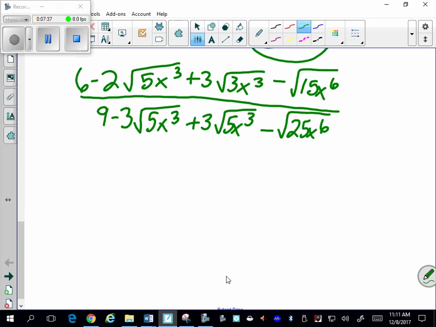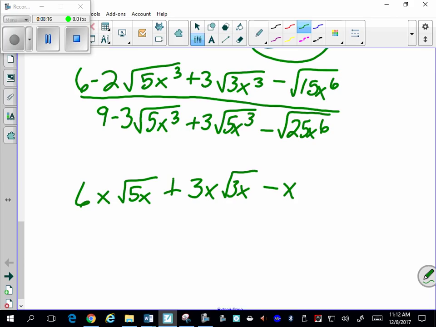Now we're looking to simplify each term just like we did before. So 6, nothing to simplify there. Negative 2 square root of 5x to the third, the x to the third can be simplified. That comes out as an x. What's left over on the inside is 5x. Plus, in the third term here, we have a 3. The only thing that can be simplified is the x to the third. Square root of x squared is x, leaving you with an x inside and a 3. And the last term, square root of 15 you can't simplify, but square root of x to the 6 is x to the third. And then the square root of 15 stays underneath.